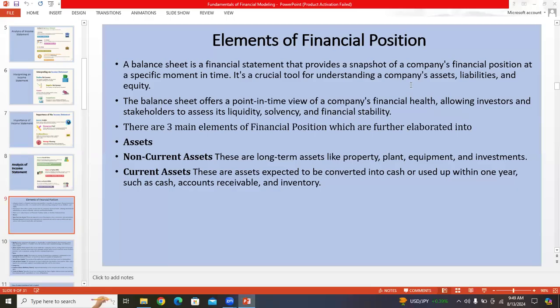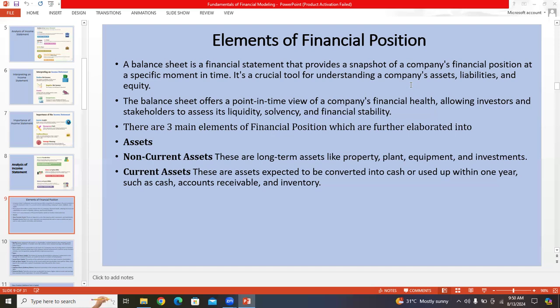Hello and welcome. So, after understanding the fundamentals of financial modeling, we understood what the financial statements are. We understood that there are three statements: the income statement, the balance sheet, and the cash flow. In the previous session, we understood what an income statement is and how we analyze it. If we step forward, it's our current position, and we are learning about financial position.